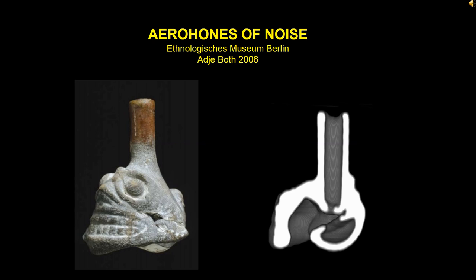In 2006, archaeologist Adje Bolt published in a PhD thesis photos and the first known computed tomographies, CT, of some aerophones of noise from the Ethnological Museum of Berlin. Other authors, such as Susan Rawcliffe, Vanessa Rodens, and Gonzalo Sánchez Santiago, published their studies in several papers, including two doctoral theses on other ancient noise generators recovered from Veracruz and Oaxaca states and from the Mayan zone. But I don't have time to comment on them here.